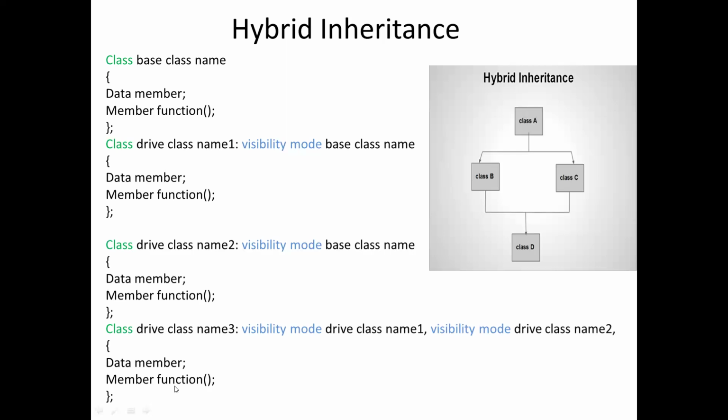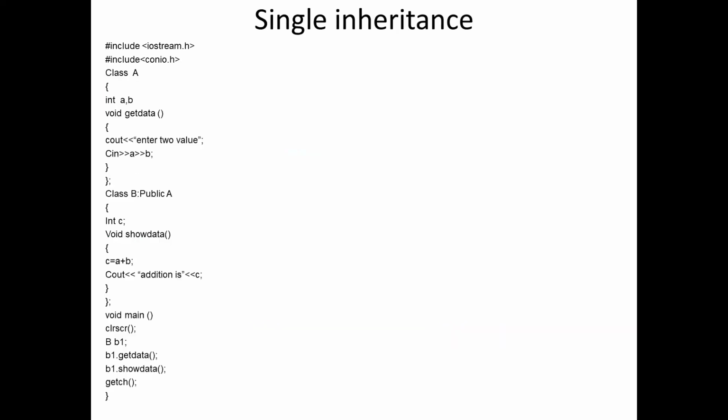Means each and every class has its own local data members and member functions, and it can also inherit the properties of the base class, that is, the data members and member functions. Basically, this is a program for single inheritance, a C++ program.